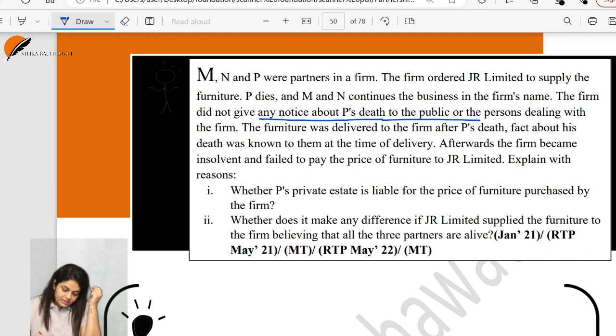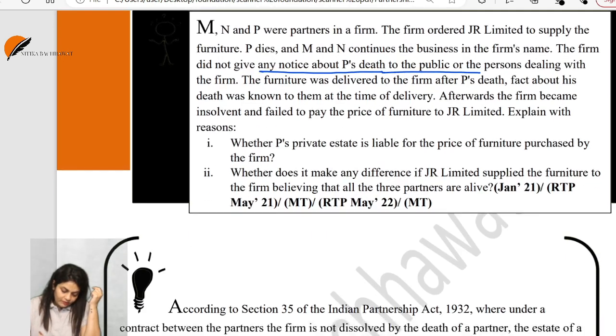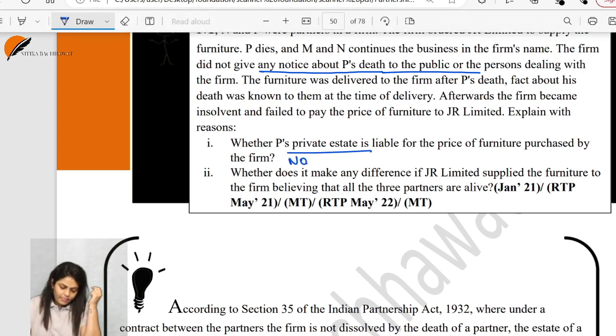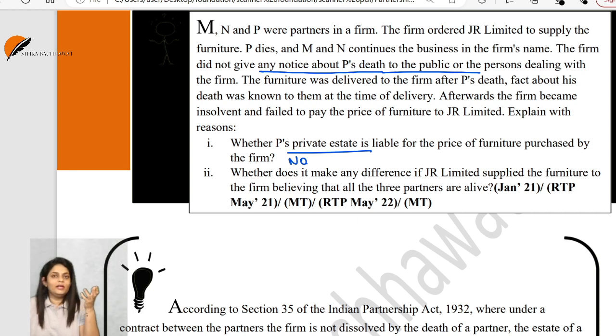The furniture was delivered to the firm after P's death. Fact about the death was known to them at the time of delivery. Afterward, the firm became insolvent and failed to pay the price. Whether P's estate is liable? No. For the act of the firm after the death of a partner, the estate of the deceased partner is not liable.